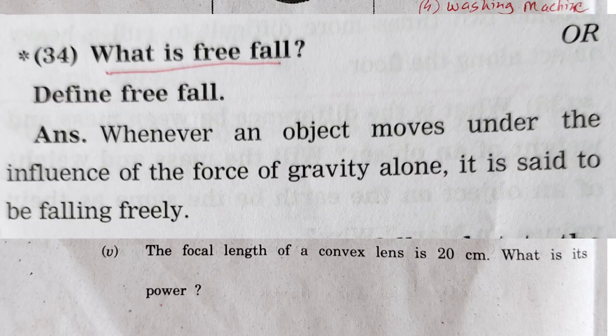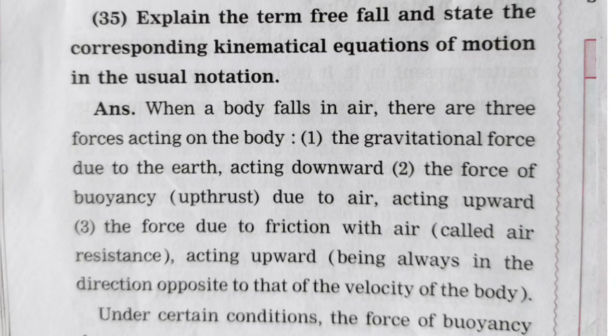Answer. Whenever an object moves under the influence of the force of gravity alone, it is said to be falling freely. When a body falls in air, there are three forces acting on the body. First, the gravitational force due to the earth acting downwards. Second, the force of buoyancy, upthrust due to air, acting upward. Third, the force due to friction with air, called air resistance, acting upward.